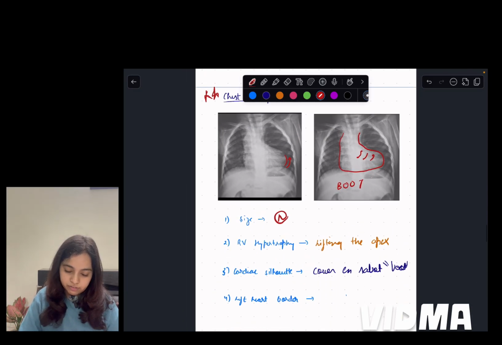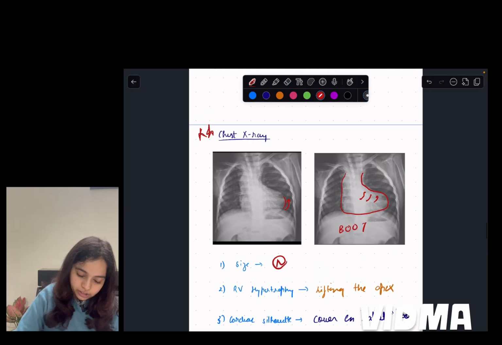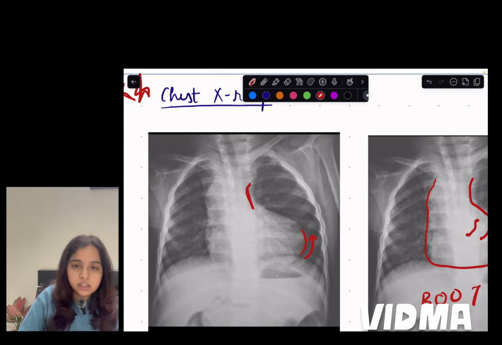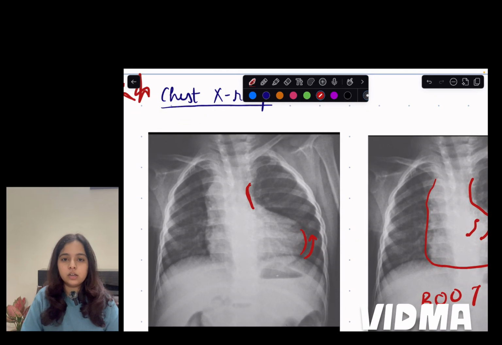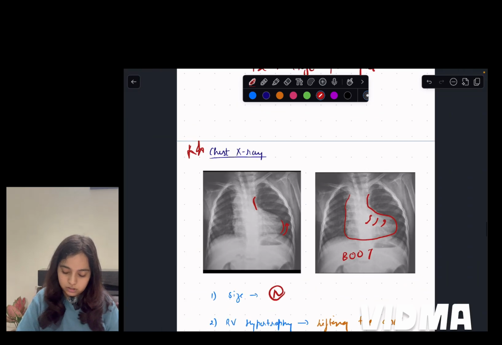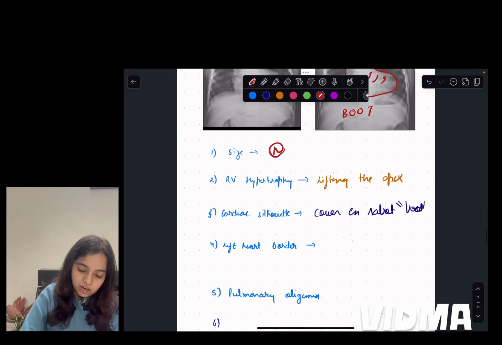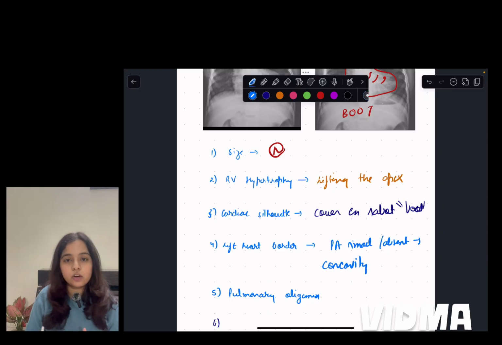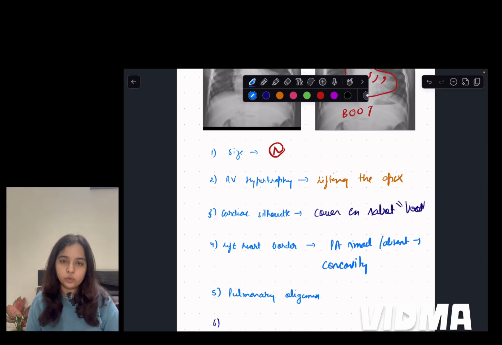Now, what happens to the left-sided heart border? Can you see this concavity on the left-sided heart border? This concavity is the pulmonary artery bay area. Due to less blood going towards it, the pulmonary artery becomes small and stenosed and dysplastic. So that is why this concavity is present on the left heart border, due to the small or absent pulmonary artery, which leads to concavity. And also less blood going towards the pulmonary circulation leads to pulmonary oligemia.